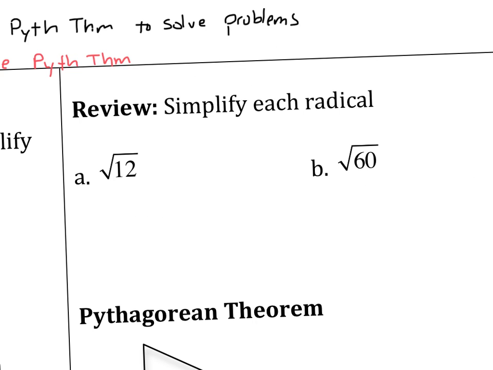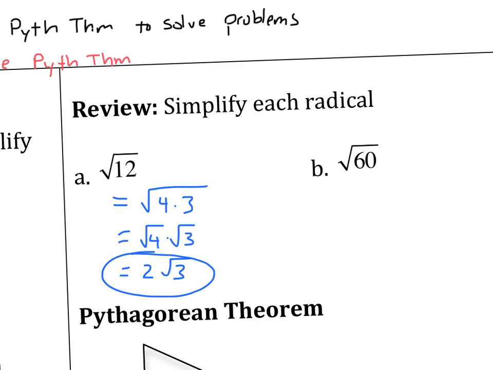Let's review simplifying radicals because that's something we're going to use quite a bit. So let's see here. Notice that I can split this one up to be 4 times 3. Then that splits up to be radical 4 times radical 3. And the square root of 4 is 2. And radical 3 is my answer. So 2 radical 3 is what radical 12 simplifies to.